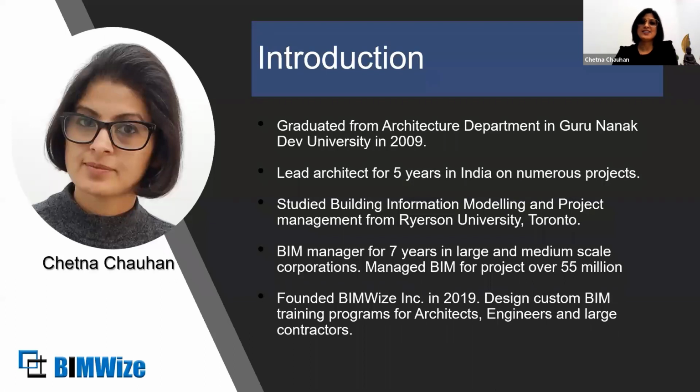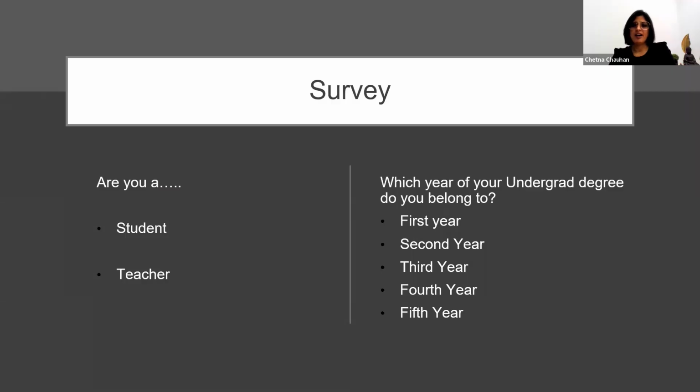Okay. So we've been talking a lot about ourselves, but I want to know more about you guys. Are you a student? Are you a teacher? If you're a student, what year do you belong to? So there's a quick poll on your screens right now. You can click on either of the options. So we have about 18 students, 1 teacher, 1 student from first year, 8 from fourth year, and 10 from final year.